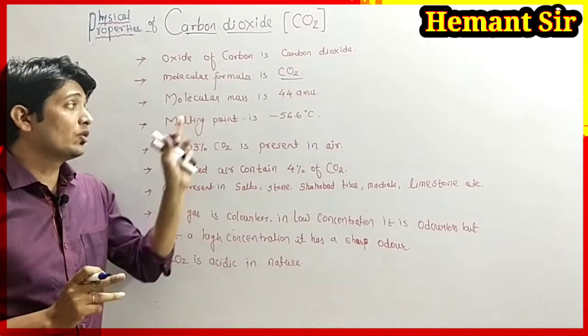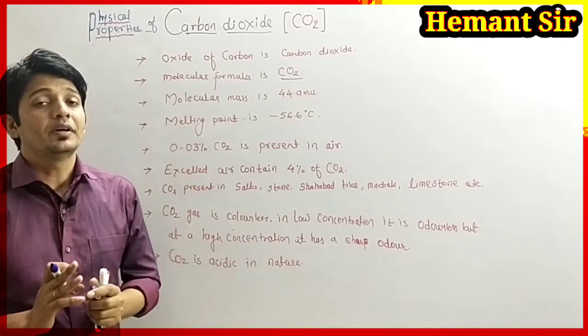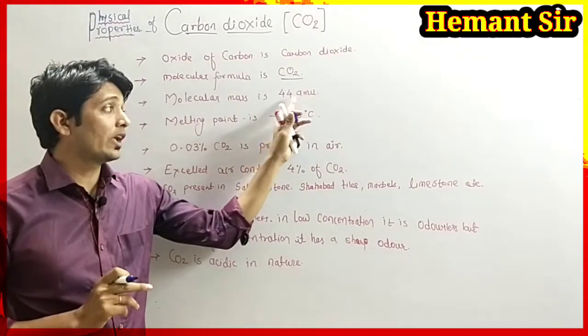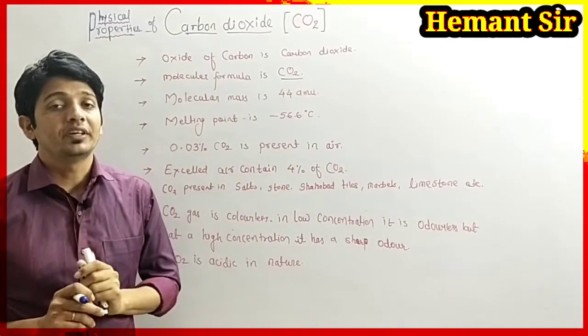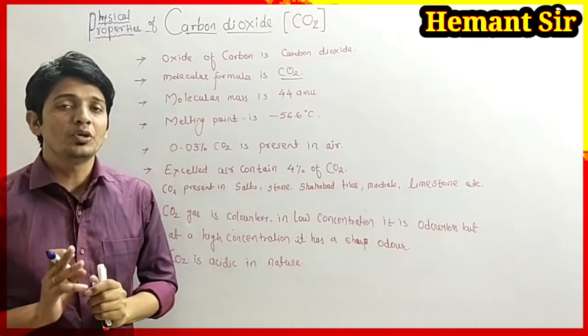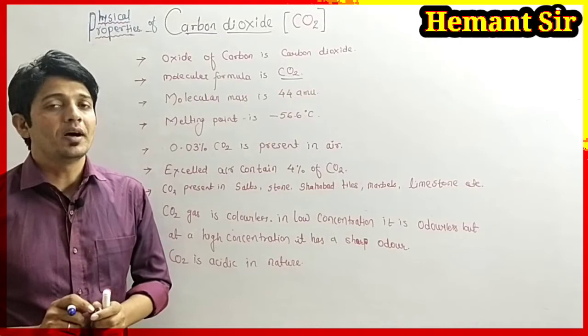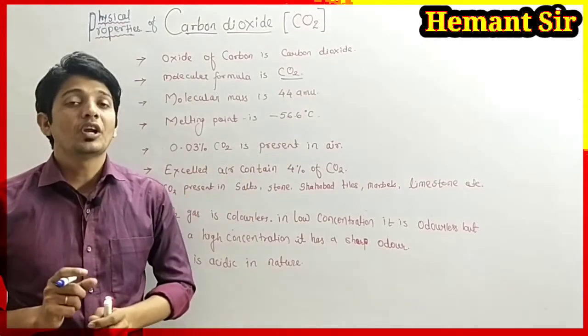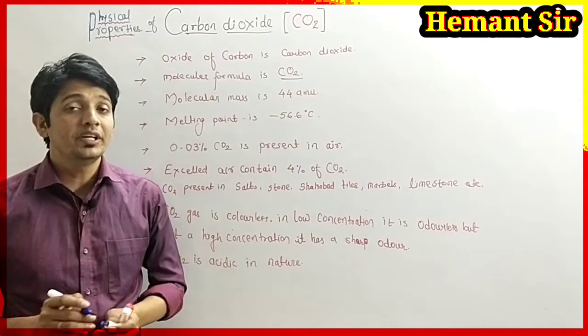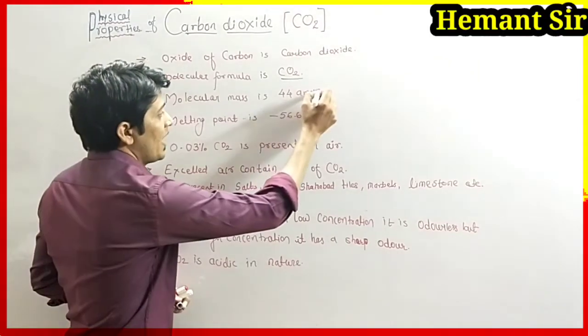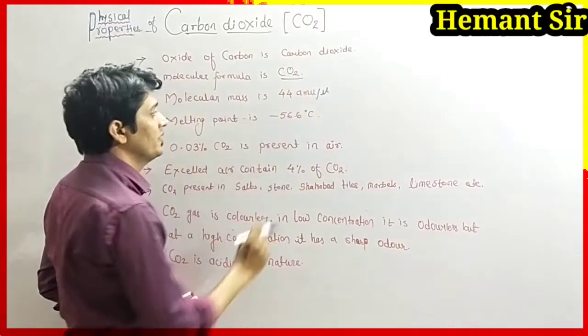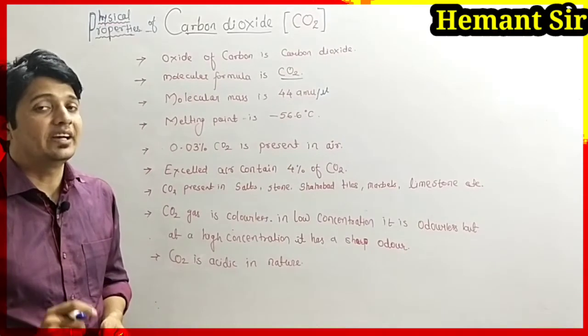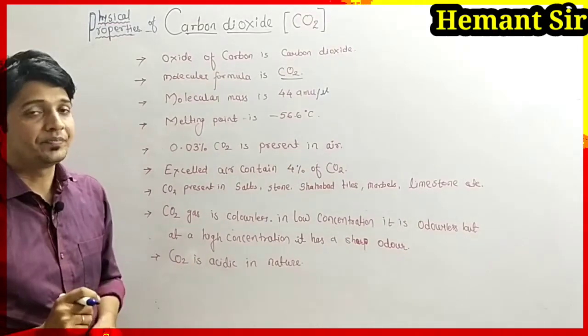Then the molecular mass of carbon dioxide is 44 atomic mass unit. AMU is the unit to measure atomic mass. Its full form is atomic mass unit. But nowadays atomic mass unit is replaced by unified mass, and it is represented by u.